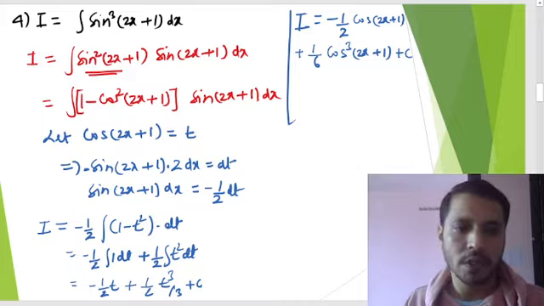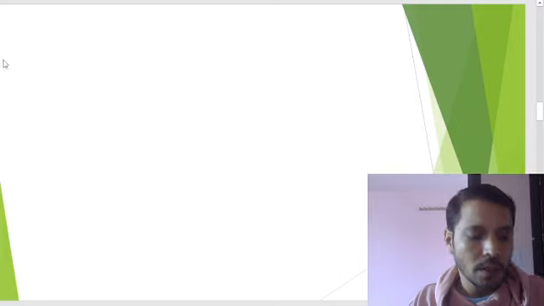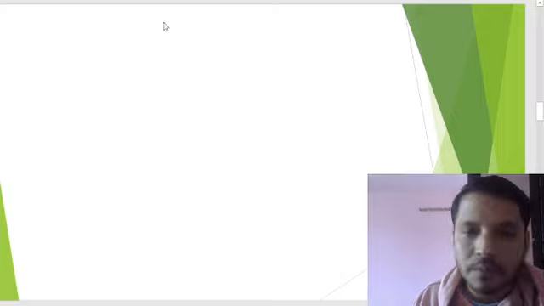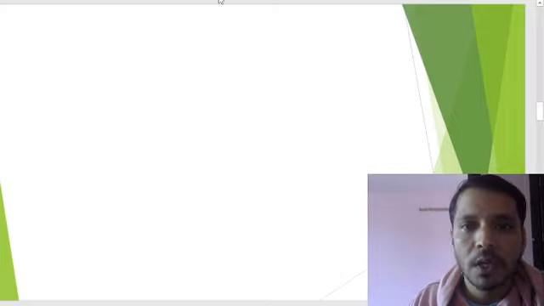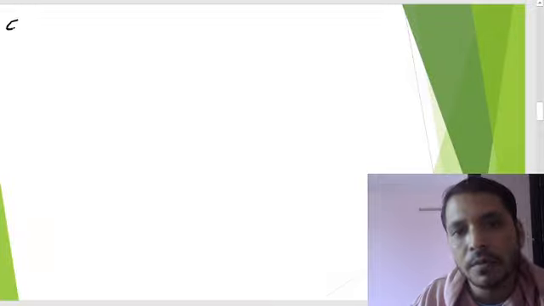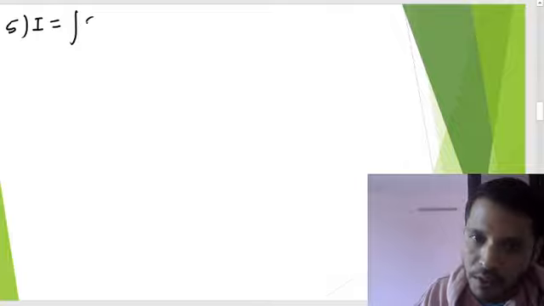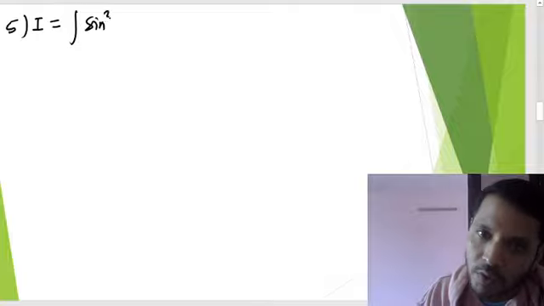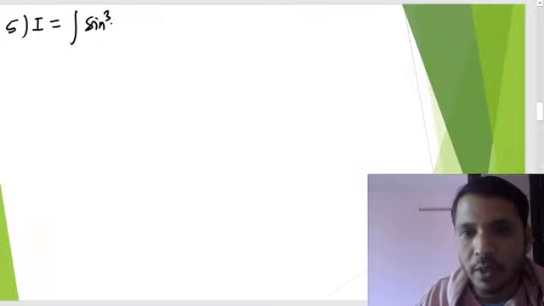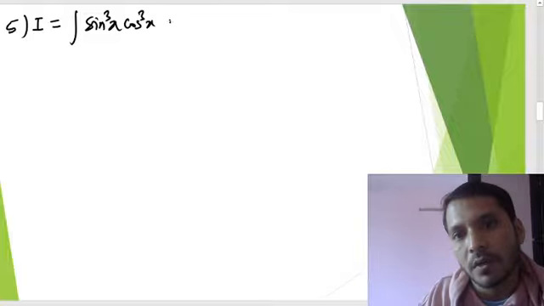Now we'll move to the next question, that is question number 5. Once again, question number 5: I is equal to integral, here both sine and cos terms are given, sine cube x into cos cube x into dx.